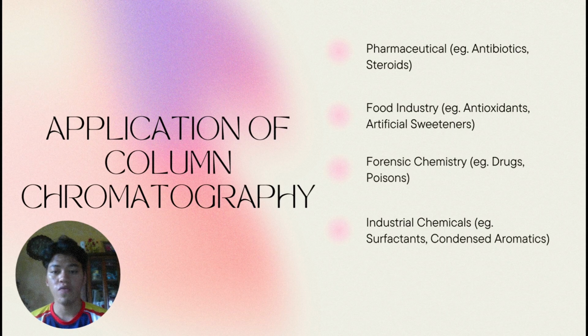Next is application of column chromatography. The first one is pharmaceutical, which are antibiotics and steroids. The second one is food industry, which are antioxidants and artificial sweetener. Next is forensic chemistry, which are drugs and poison. And the last one is industrial chemicals, which are surfactants and condensate aromatics.